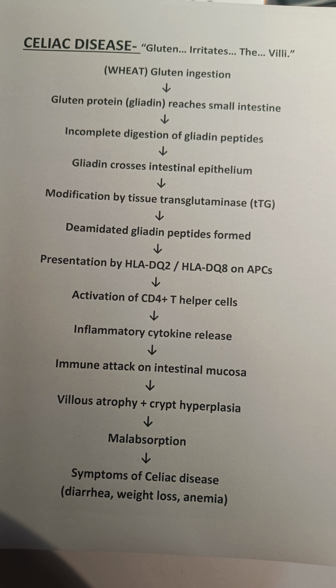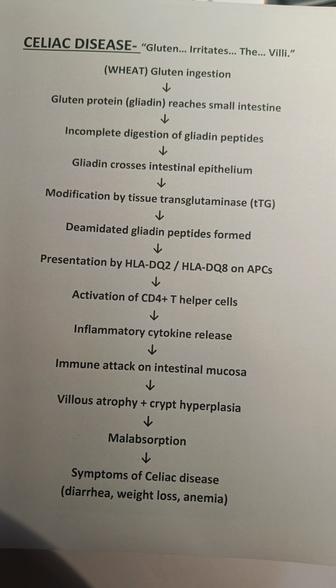Normally the intestinal barrier prevents large molecules from crossing into the blood. But in a genetically susceptible individual, this gliadin crosses the intestinal epithelium. That is why in few people it is causing these symptoms, because genetically they are predisposed for the crossing of gliadin into the circulation or the intestinal epithelial cells.